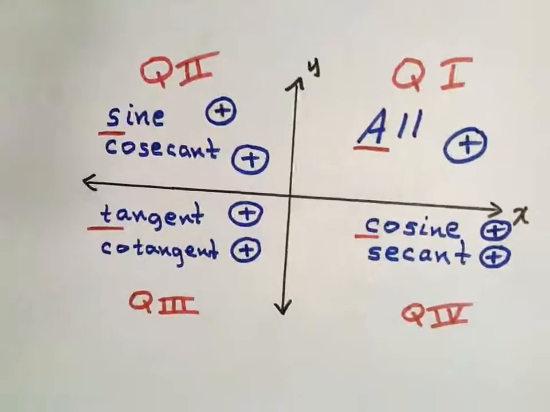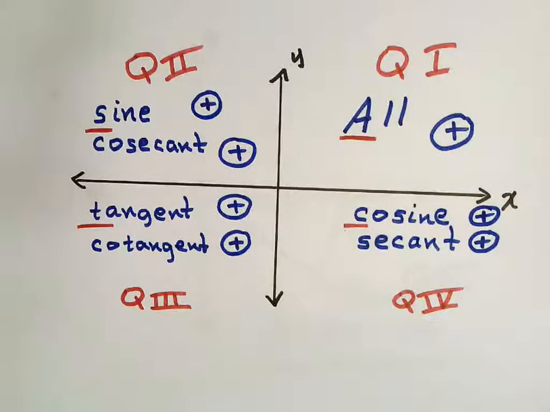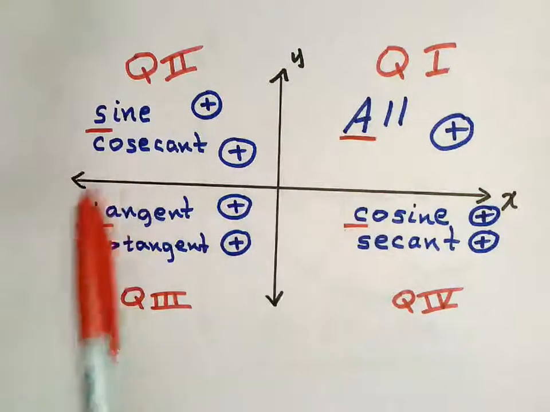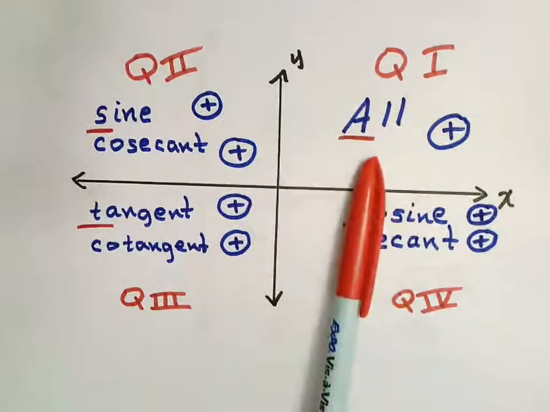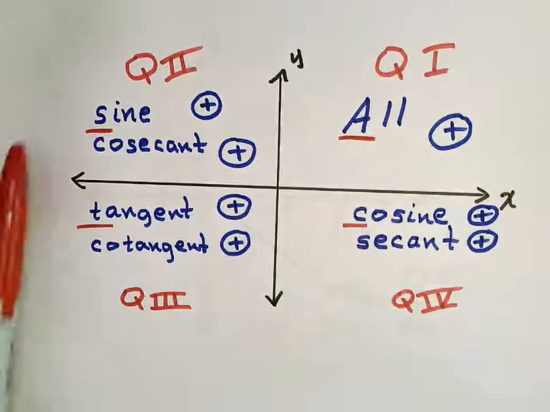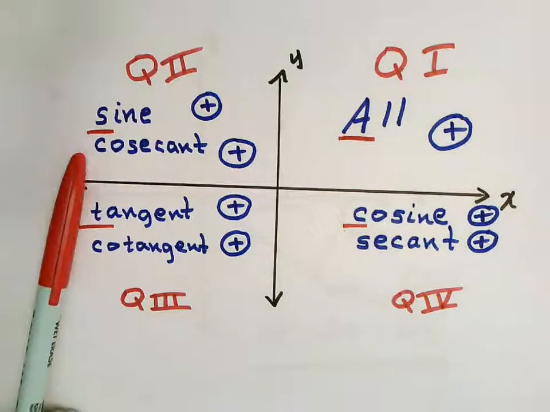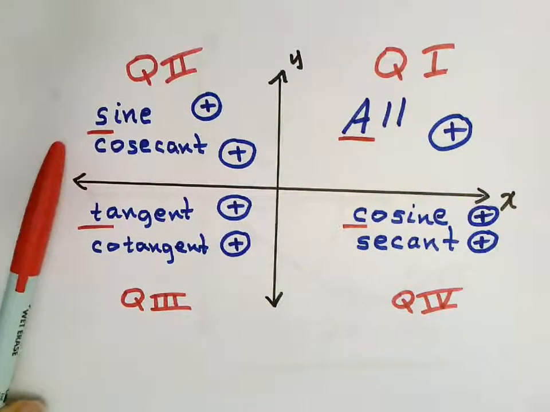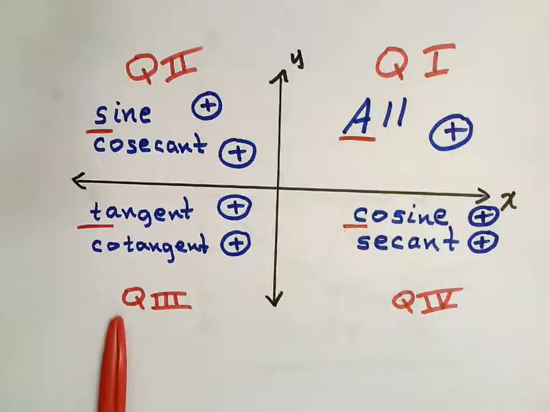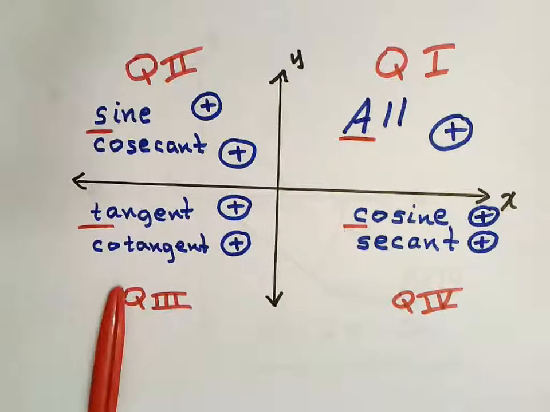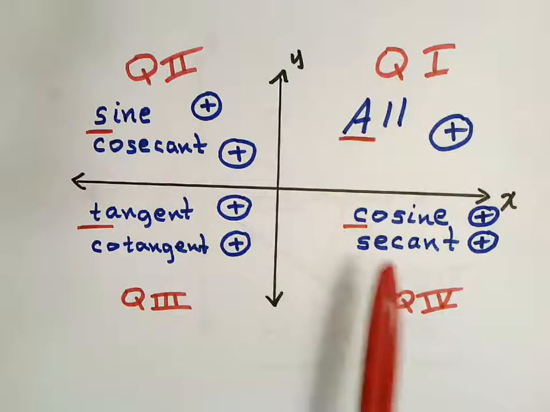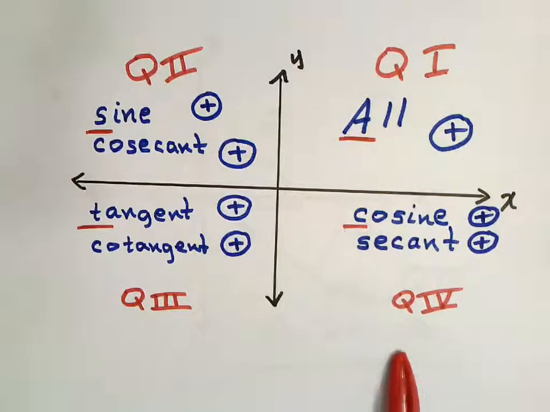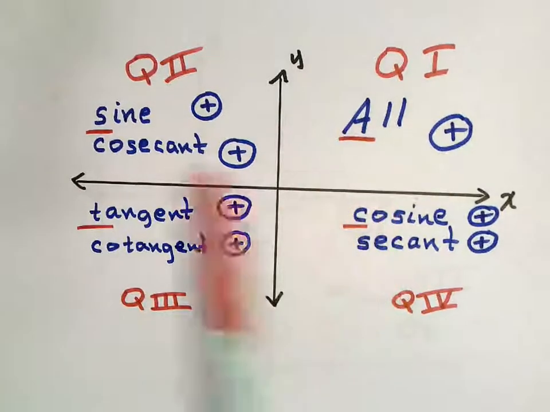Also, let's review this. In which quadrant are the trig functions positive? A smart trig class. All the trig functions are positive in the first quadrant. Just the sine and the cosecant are positive in the second quadrant, which means that the other 4 trig functions will be negative. In the third quadrant, just the tangent and its cotangent are positive. In the fourth quadrant, just the cosine and its reciprocal secant are positive. So again, a smart trig class. You'll have to know that.